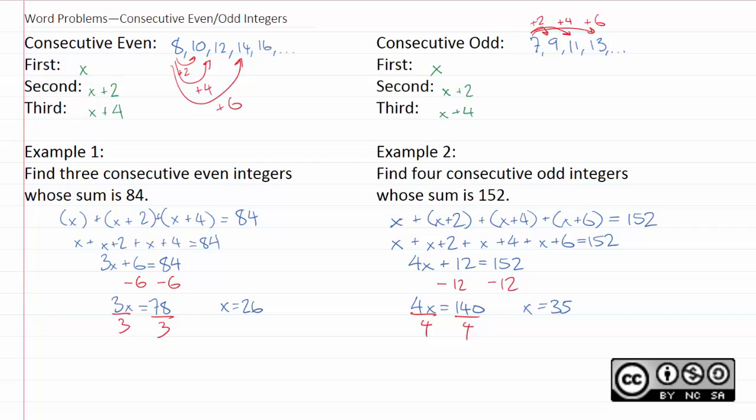But be very careful. Do not forget that we have to write down all 4 answers. For example 1, we had 3 numbers that all constituted one answer collectively. 26, 28, and 30. And if we add all those up, we get 84. Well, the same thing happens over here. 35 is the first of 4 answers, then 37, then 39, then 41. We add all of those up to get 152. You have to list all the answers, not just the first one.